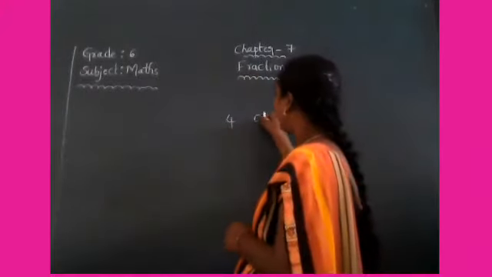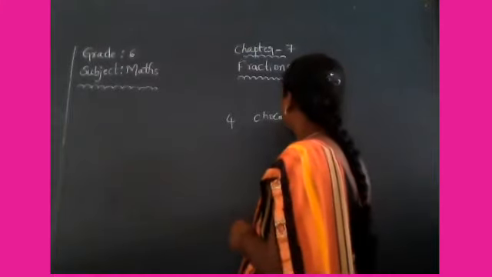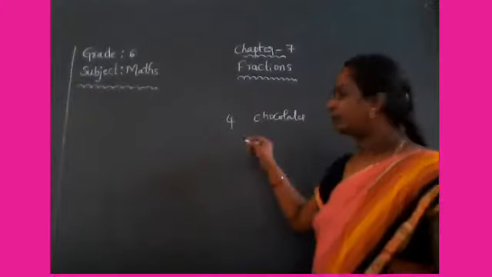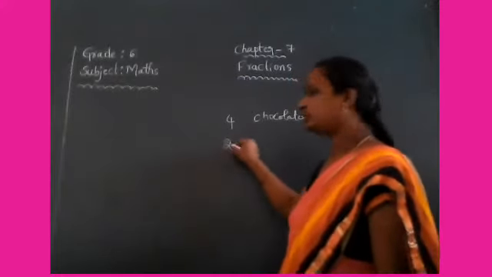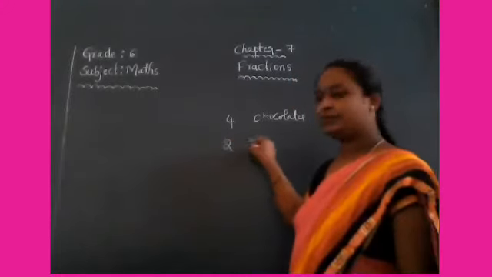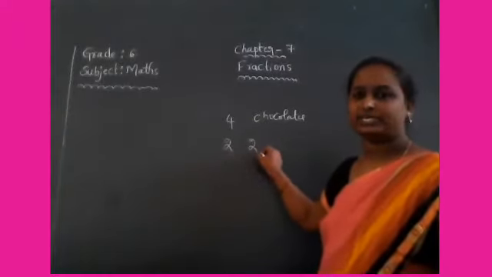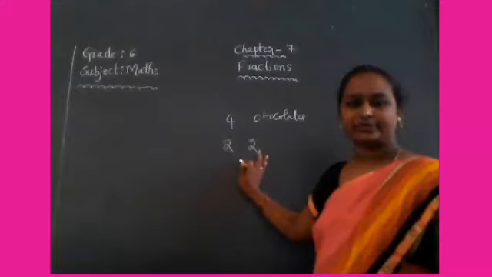So you have 4 chocolates. How will you share, you and your brother? Very good. You will share equally. So 2 chocolates for you and 2 chocolates you are giving to your brother. So that means you are sharing equally here.